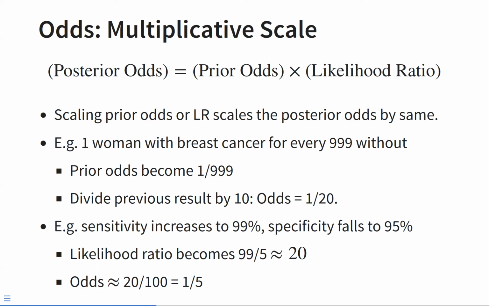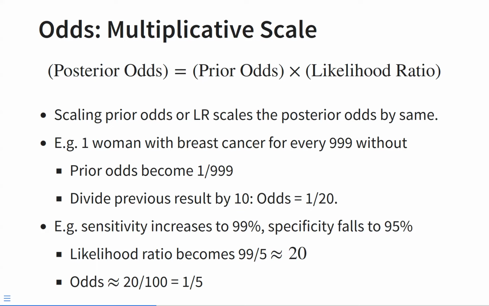Okay, here's another example. Suppose the sensitivity of the test increases to 99%. That would be the probability that you test positive if you have breast cancer. And suppose the specificity falls to 95%. The specificity is the probability of testing negative if you do not have the disease. If those terms are new to you, you can go back a few slides and there are links to Wikipedia where they are discussed in detail.